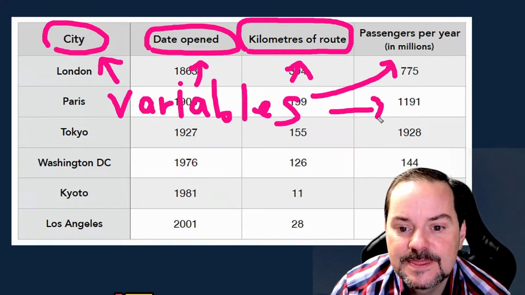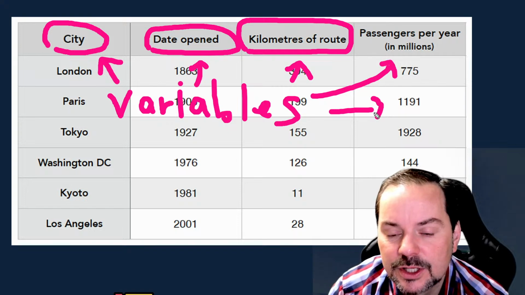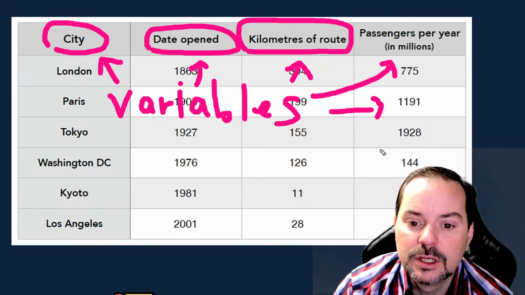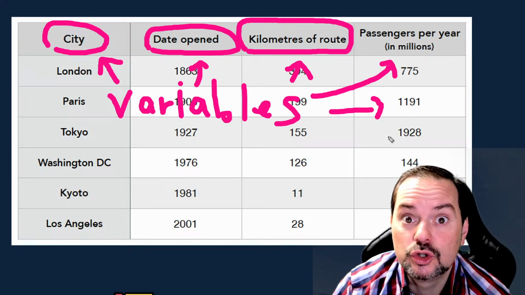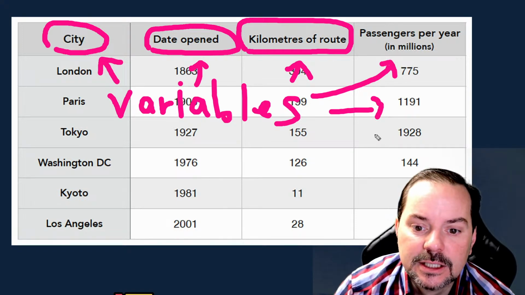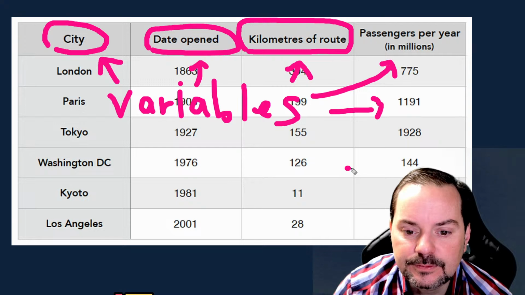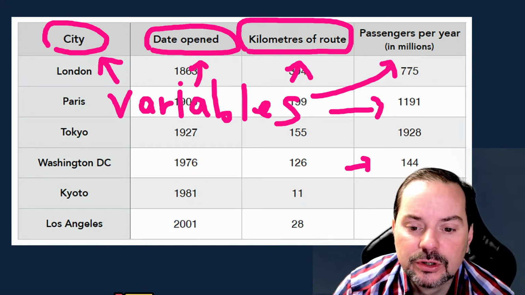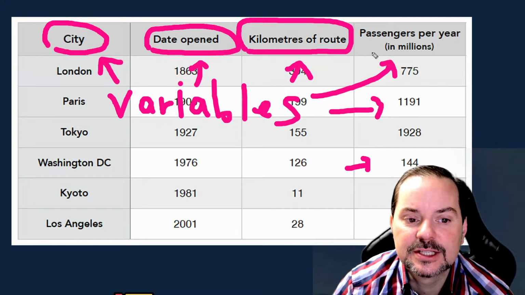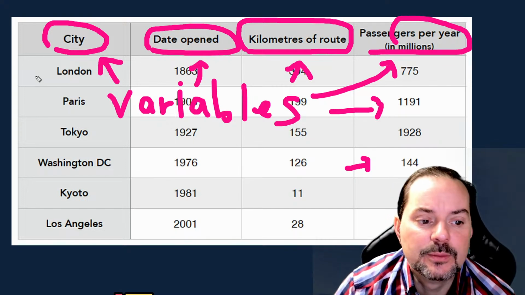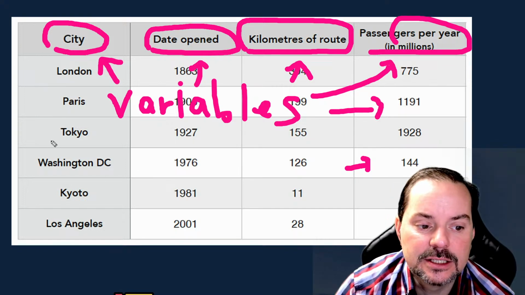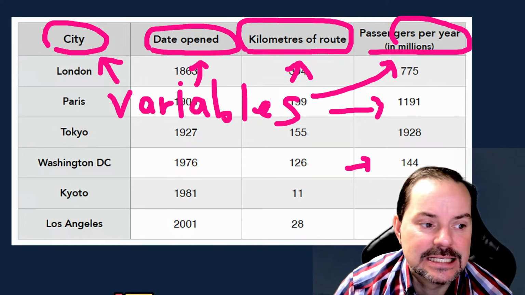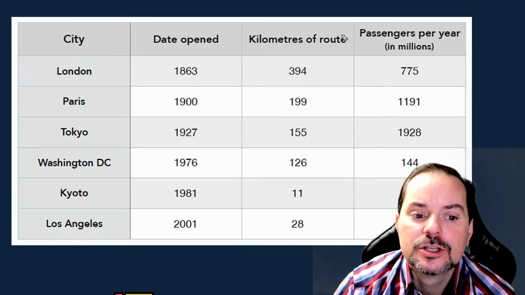Paris has 1,191, so it's 1.1, almost 1.2 billion. Tokyo has nearly 2 billion passengers. Washington D.C. 144 million. Kyoto 45 million. So these are the passengers. So that's the 4 variables, right? And then we've got the 6 cities: London, Paris, Tokyo, Washington D.C., Kyoto, and Los Angeles. Okay, so those are the variables.